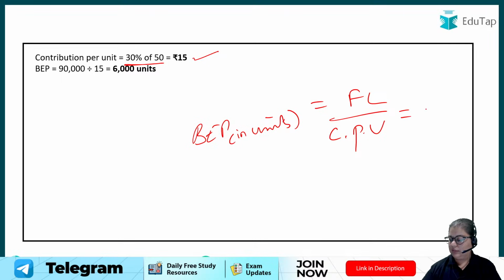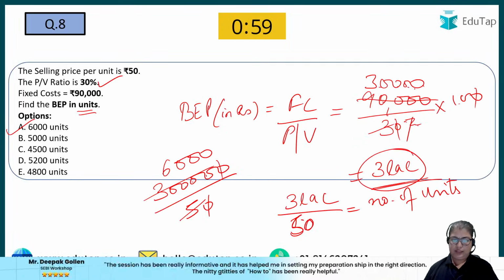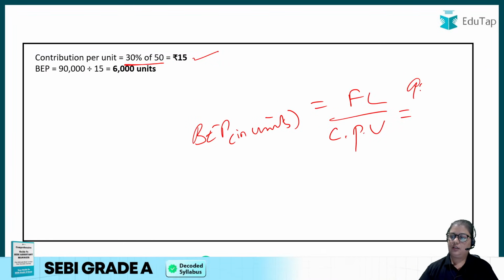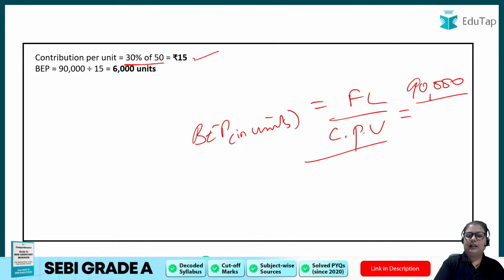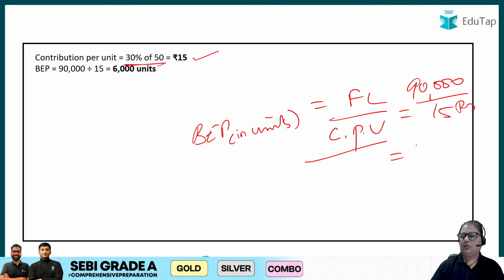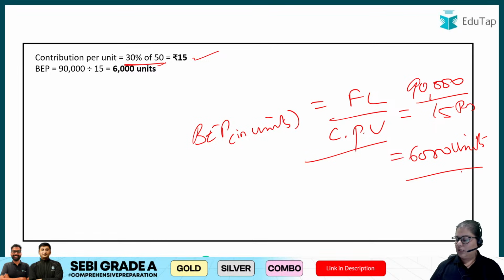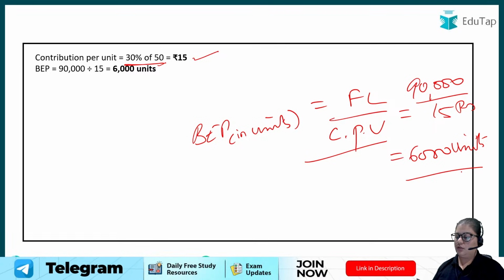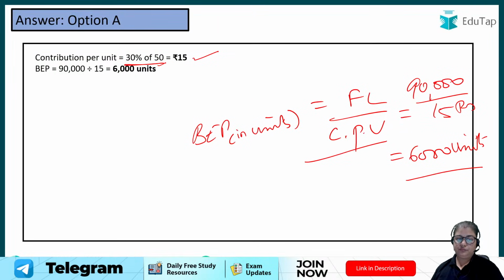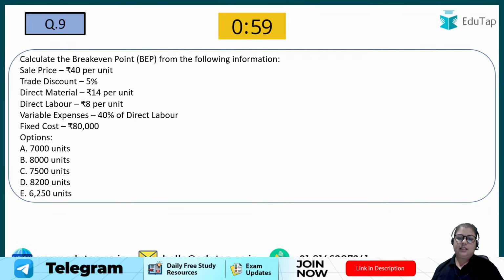So the person is also right, that fixed cost was 90,000. Yes, 90,000 divided by the contribution per unit that we calculated, 30% of 50, that is 15 rupees. Okay, so you will get 6,000 units. I hope this is clear. The previous method or this method, you can use any of that. Okay, and the option is A. Okay, let's move ahead.